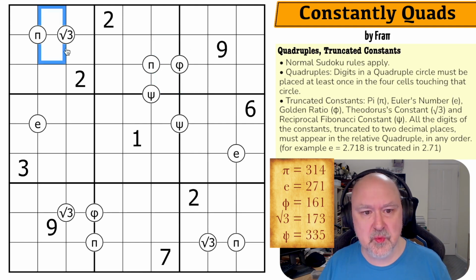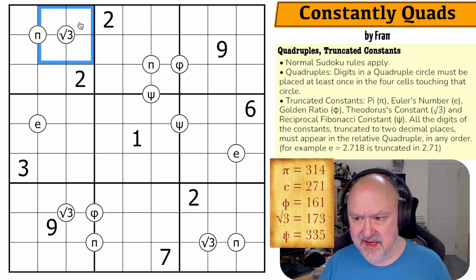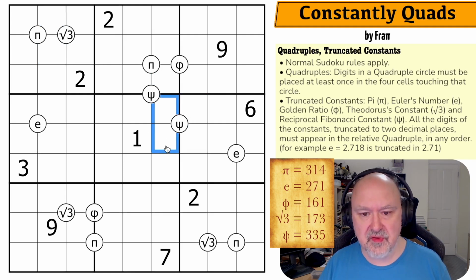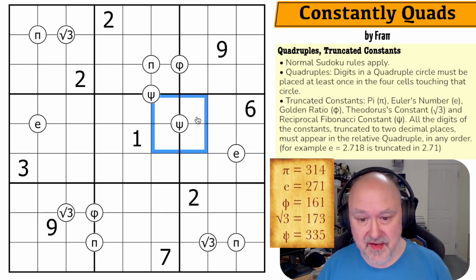Theodorus's constant, the square root of 3, is 173. So there is a 1, a 3, and a 7 in here. And the Fibonacci constant, this one, is 335. So there are 2 3s and a 5 in here. Okay, so let's have a look and see what we can do.